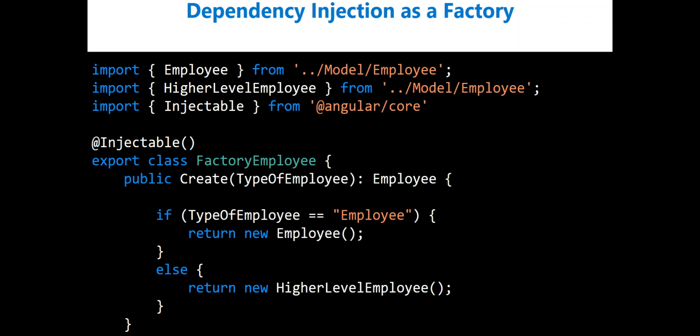So I already told you, right? If the type of the request from the UI is a plain employee, the factory service will provide you the plain employee object. If the type of request from the UI is a high level employee, the factory service will provide you a high level employee object. So the factory service here is to provide you different types of object based on the user request type. So you got the point, right?